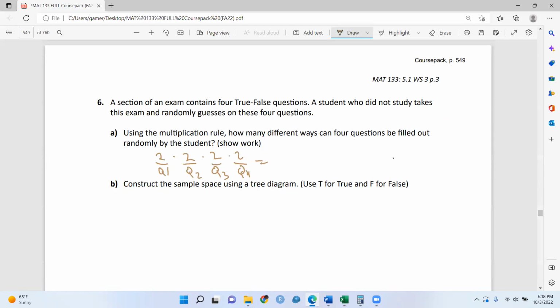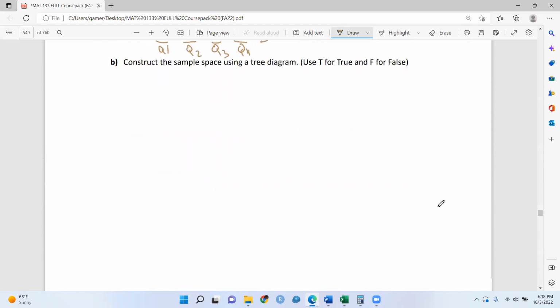First question, 2 ways. Second question, 2 ways. Third question, and so on. The multiplication rule says multiply them together. Good. 2 to the 4th, which is 16. Okay. The tree.